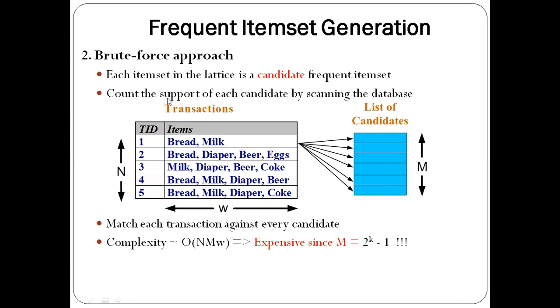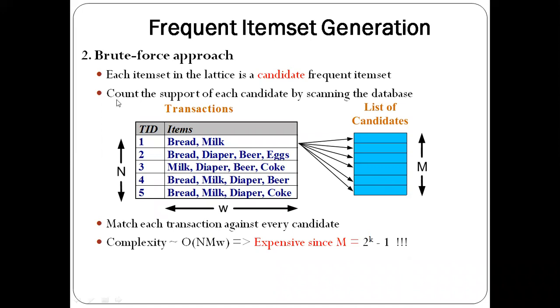So again, the disadvantage of this method is that it is very, very computationally expensive. The complexity of this algorithm is big O of N M W. Here, N is the number of transactions, M is the number of candidate item sets, which is equal to 2 raised to k minus 1. This 2 raised to k minus 1 stands for the total number of candidate item sets we will be generating here. And W is the transaction width. So again, this method is very, very computationally expensive.